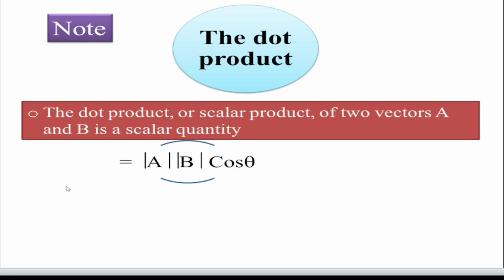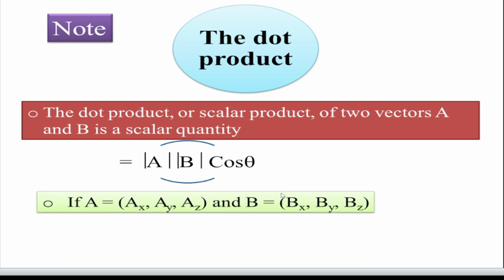For example, the dot product of the force vector and the displacement vector gives the work done by the force, and the work done is a pure number. It's not a vector, rather it is a scalar physical quantity. And now, the dot product or scalar product of two vectors A and B yields a pure number, a scalar quantity.